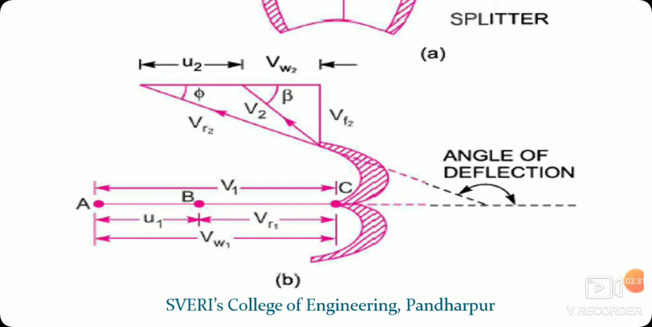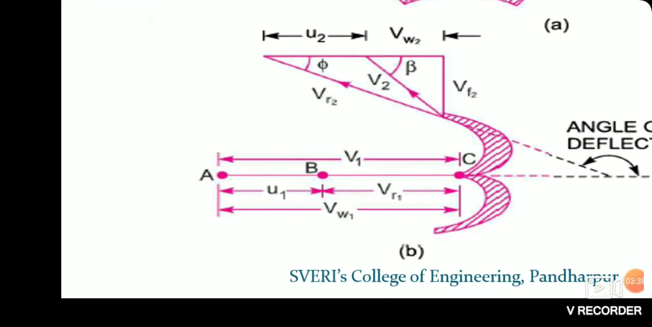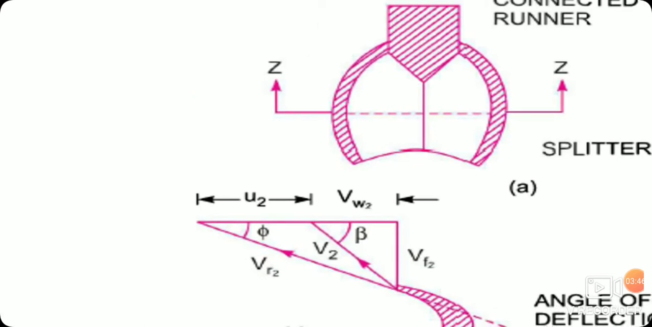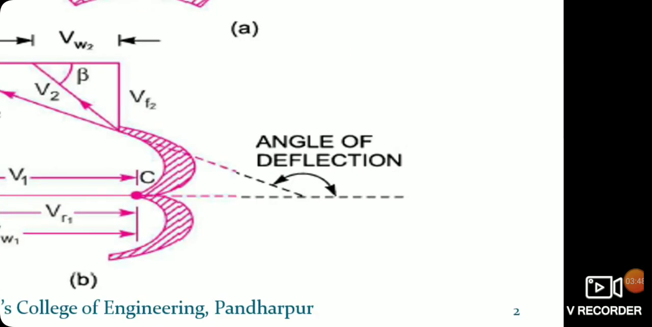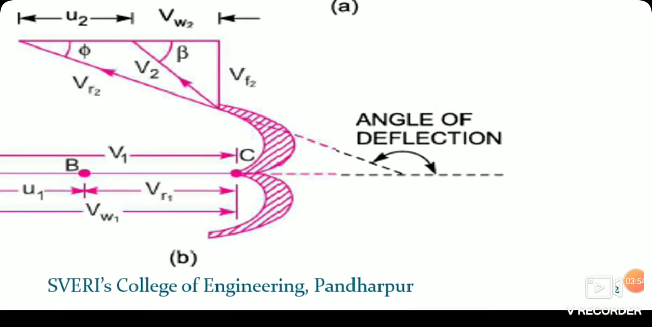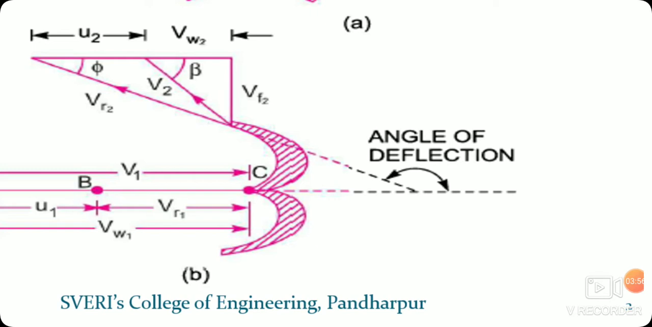Afterwards, after striking the splitter, the jet deflects in two ways. One goes from this end and another goes from this end. And this jet is then deflected in this direction. This is the angle, the angle of deflection of the jet. And from this angle of deflection we get the velocity components of the outlet velocity triangle.